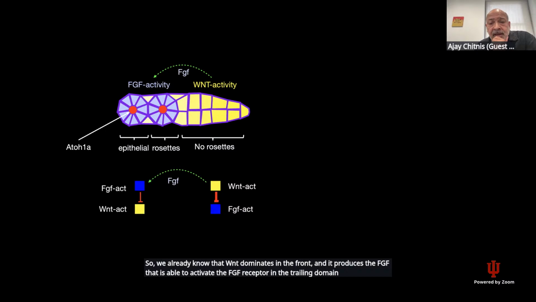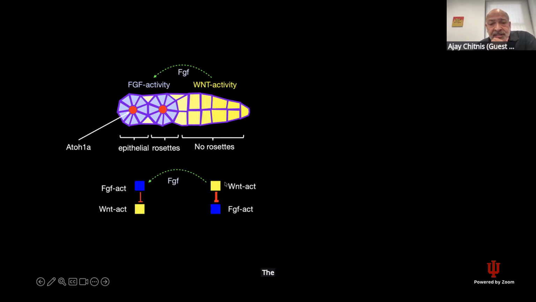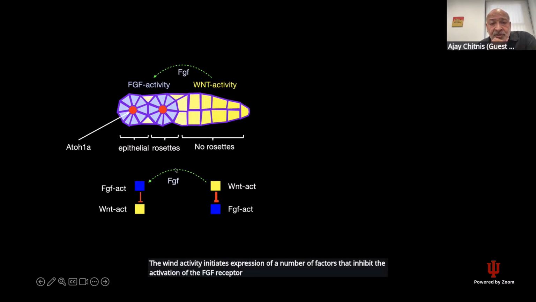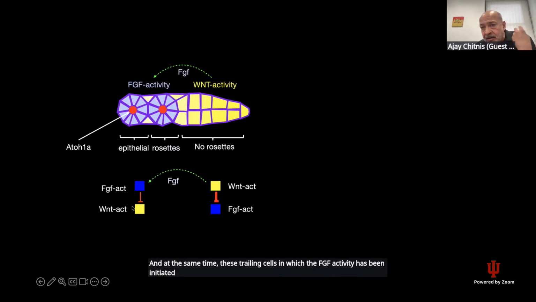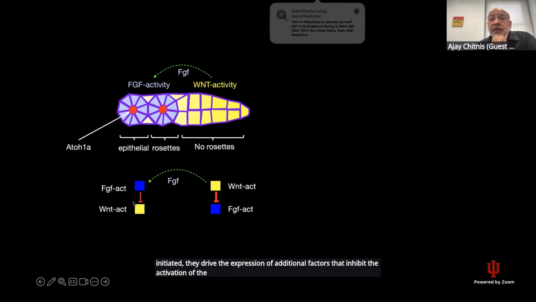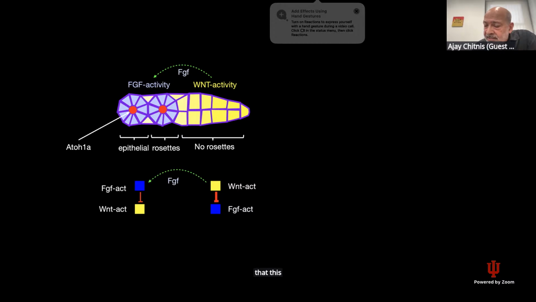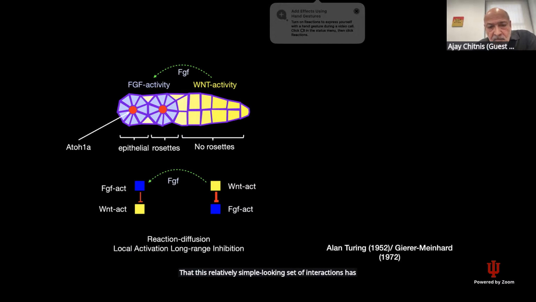At the same time, the Wnt activity initiates expression of a number of factors that inhibit the activation of the FGF receptor within the cells that are actually producing the FGF. And at the same time, these trailing cells in which the FGF activity has been initiated drive the expression of additional factors that inhibit the activation of the Wnt system in the trailing part. Now, it turns out that this relatively simple looking set of interactions has some remarkable properties.